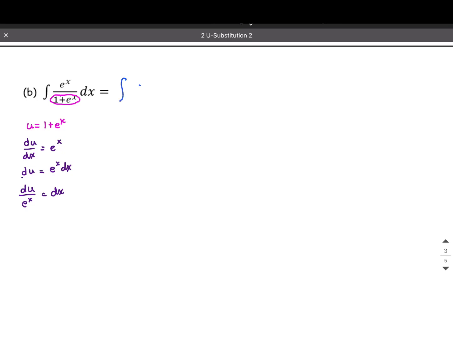We have the integral of e to the x, I don't know what I'm going to do with that yet, over, wait a minute, 1 plus e to the x, that's my u, times my dx is du over e to the x. And lo and behold, this e to the x is going to cancel out with that e to the x, and all I have is the integral of 1 over u du, and that's easy. What has a derivative of 1 over u? Well, that's the natural log of the absolute value of u plus c. What was my u? 1 plus e to the x.